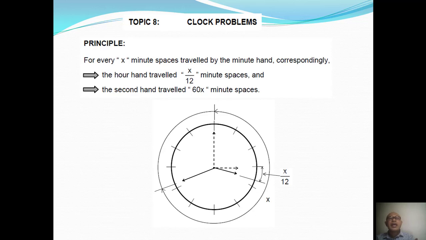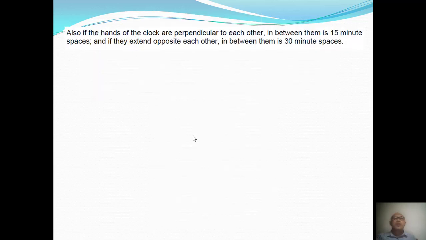Then, there are common positions of the hands of the clock in problems. One is when the hands are perpendicular to each other. When the hands of the clock are perpendicular to each other, then in between them we have 15-minute spaces.